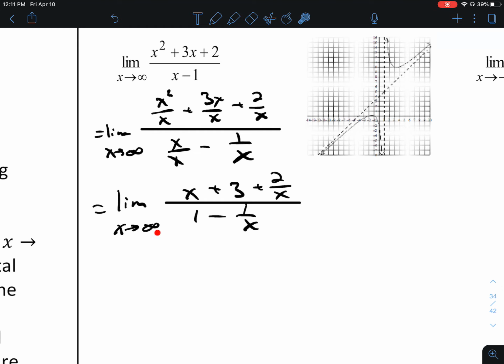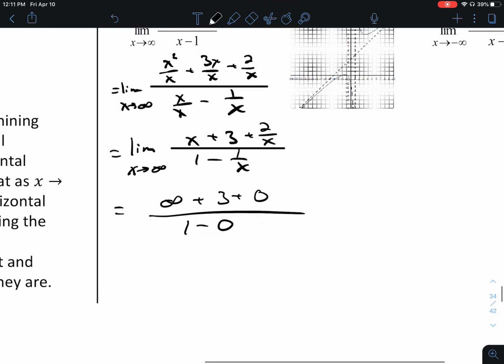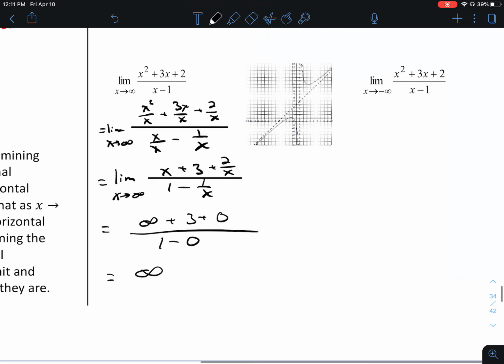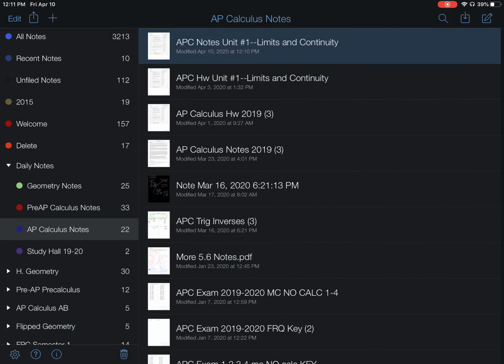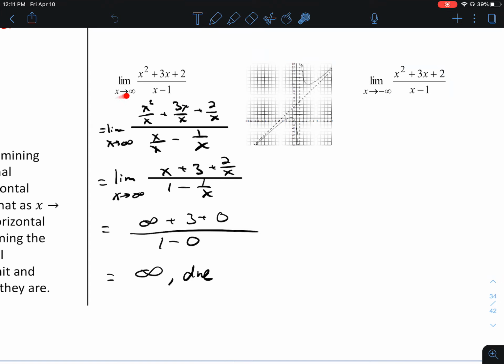Now what is x going to approach as x approaches infinity? Well, it's clearly going to approach infinity. Then we have plus 3, 2 over x is going to approach 0. In our denominator, we have 1 minus 0. Infinity plus 3 is still infinity. You divide that by 1, you're going to get infinity. So this limit does not exist. For a limit to exist, it has to approach a number. If you want to know what the end behavior is like for this, as x goes to the right, this is saying y is going up forever, which is what this is saying.